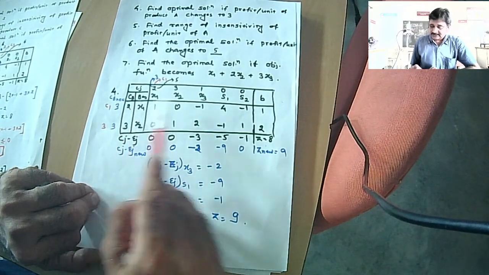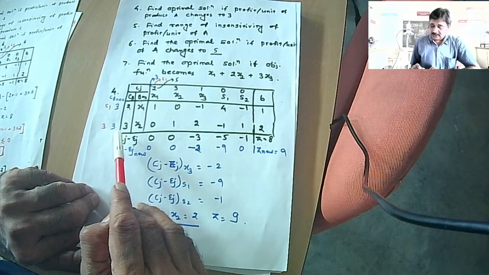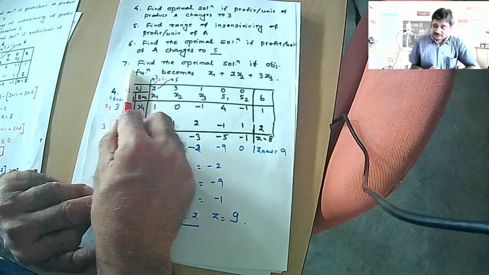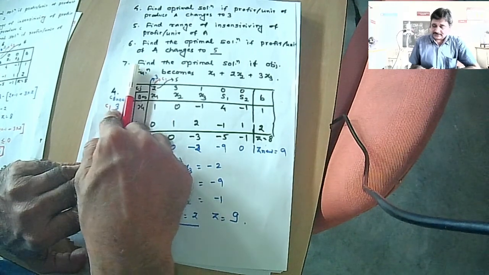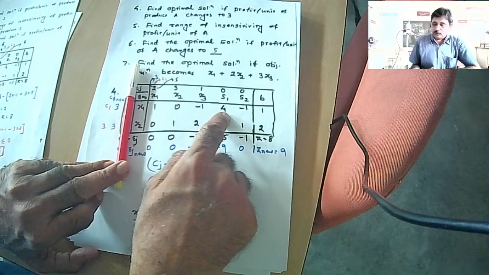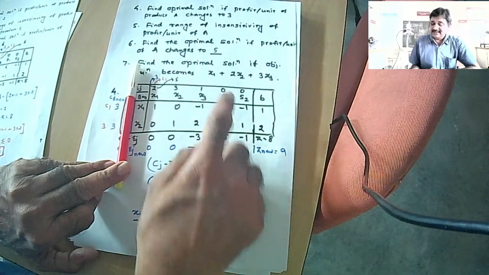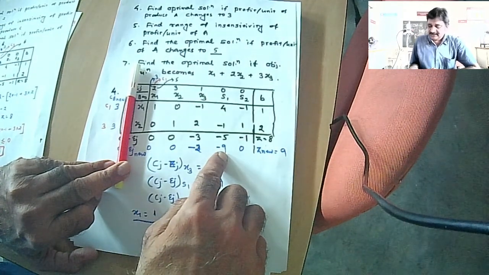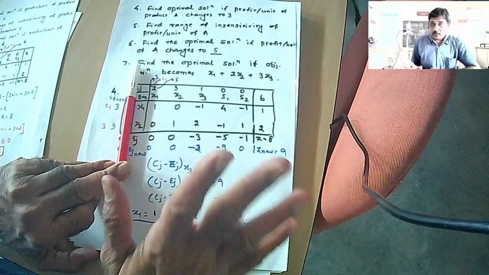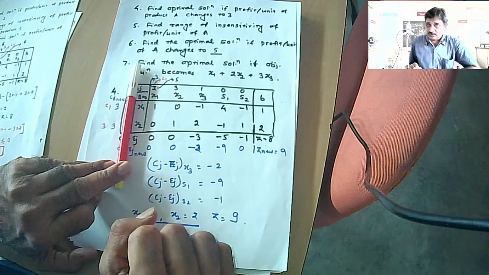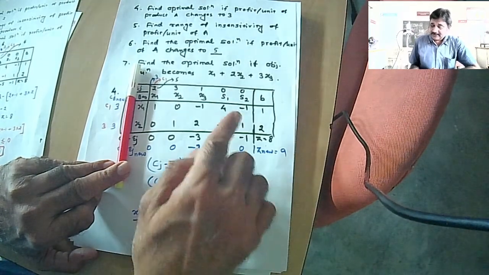Sorry, that is 8. I am once again using the wrong value; I have to use these values. This is 3 into 4, 12, minus 3. 12 minus 3 is 9. So 0 minus 9 is minus 9. So far so good, because Cj minus Ej's are coming negative, you don't have to work ahead.